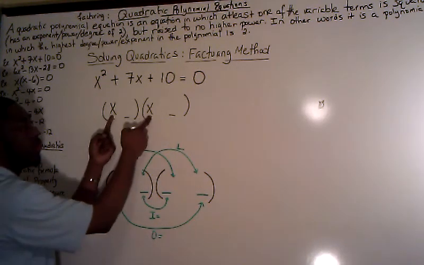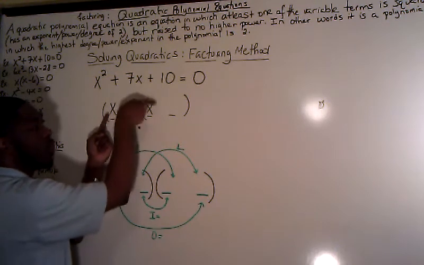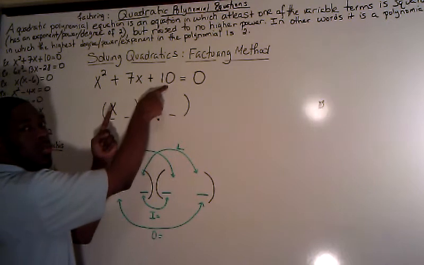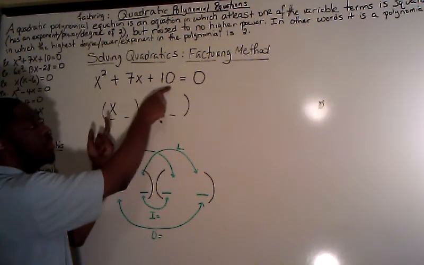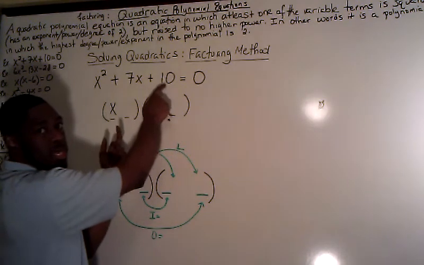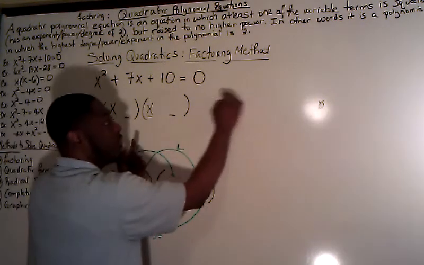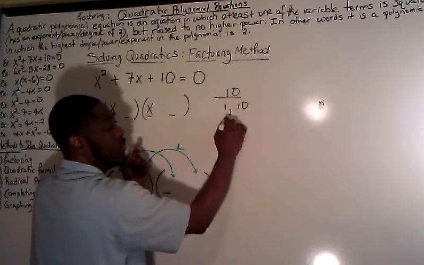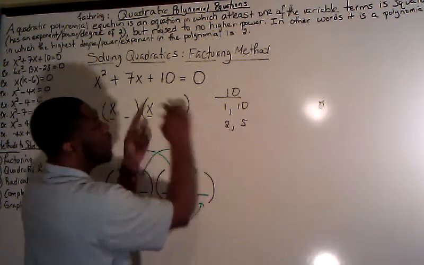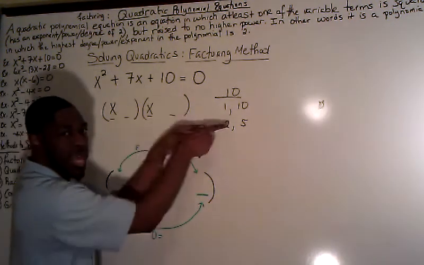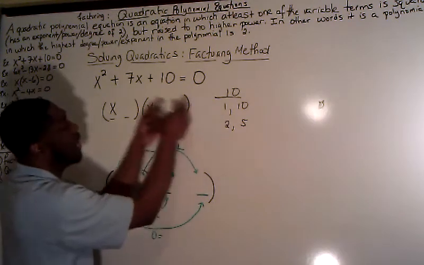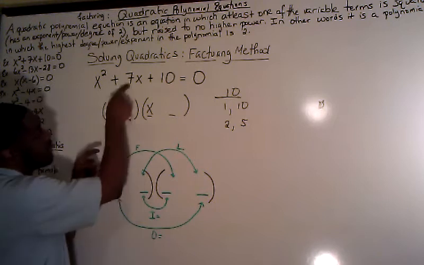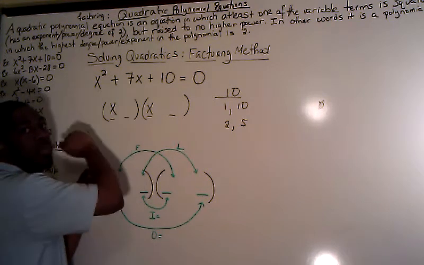Once we put these two x's here, we know that once we do the FOIL, that will give us the x squared term. The last term is not a problem either. We want to find factors of this term here, and we certainly have a few factors of 10. We can use 1 and 10, and then we can use 2 and 5. But we want to choose the factor pairing in such a way that when we combine the products from outer and inner, it gives us this result here, which is this middle term.